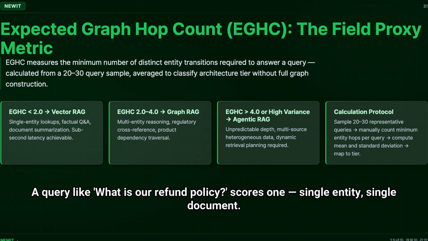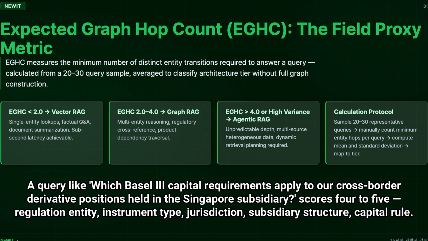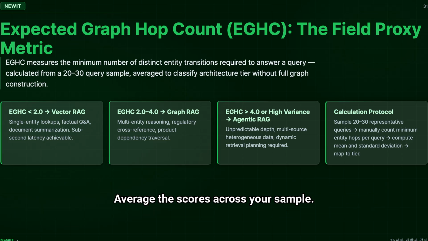A query like "What is our refund policy?" scores 1: single entity, single document. A query like "Which Basel III capital requirements apply to our cross-border derivative positions held in the Singapore subsidiary?" scores 4 to 5: regulation entity, instrument type, jurisdiction, subsidiary structure, capital rule. Average the scores across your sample. An average EGHC below 2 points to vector RAG.